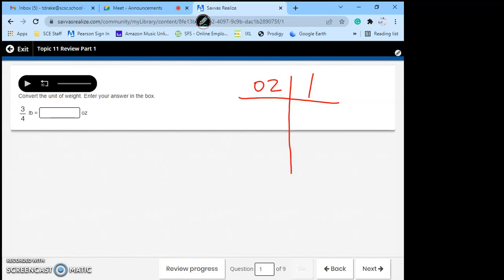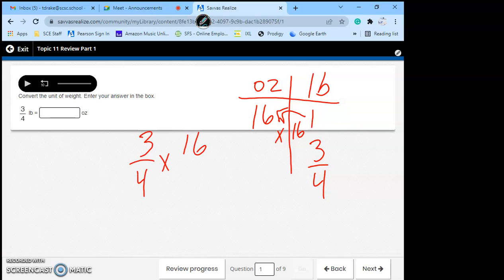So we're going from pounds to ounces. 1 pound equals 16 ounces. We have 3/4 of a pound. How do we get from 1 to 16? Times 16. So we are going to do 3/4 times 16, which is really 16 over 1.